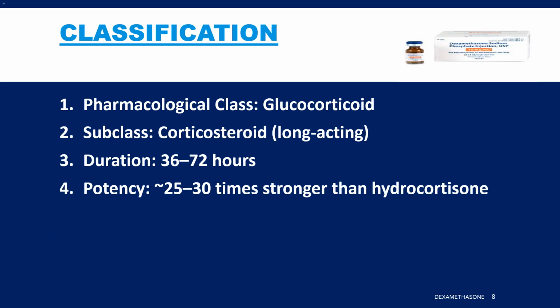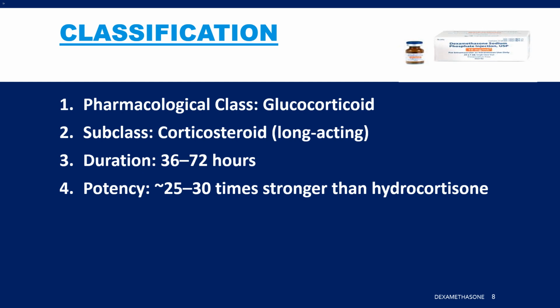Classification of dexamethasone. 1. Pharmacological class. Dexamethasone belongs to the glucocorticoid class of medications, which are synthetic steroids that mimic the effects of cortisol in the body. 2. Subclass. Dexamethasone is a subclass of corticosteroids, specifically a long-acting one, which means it has a prolonged duration of action in the body.